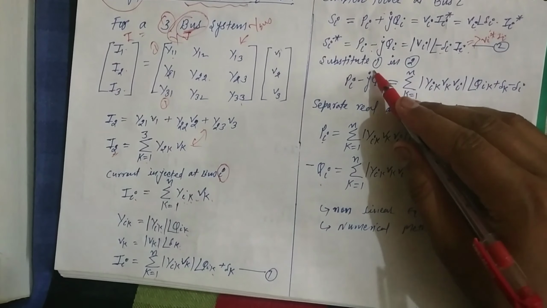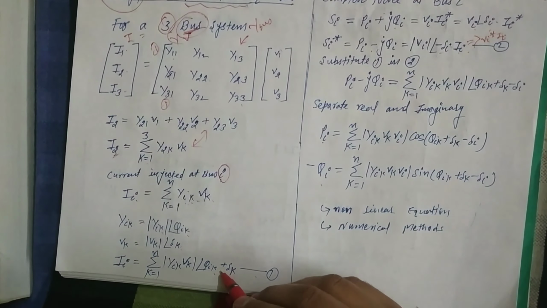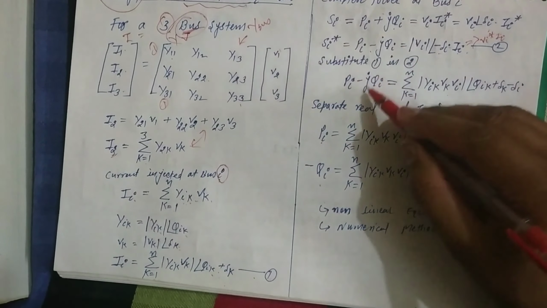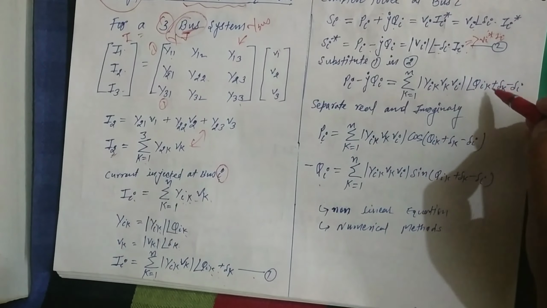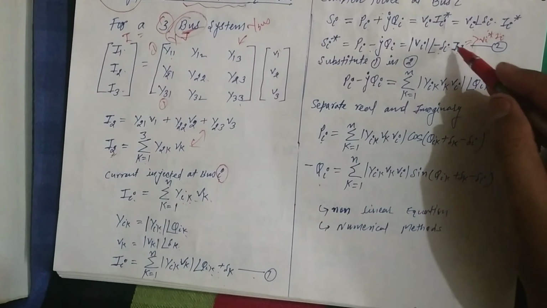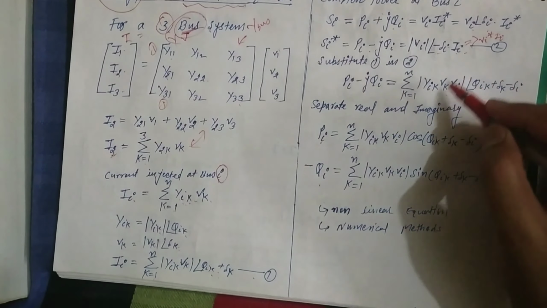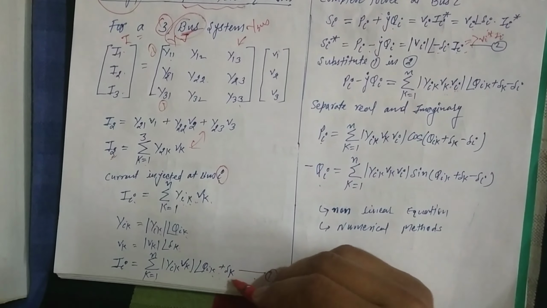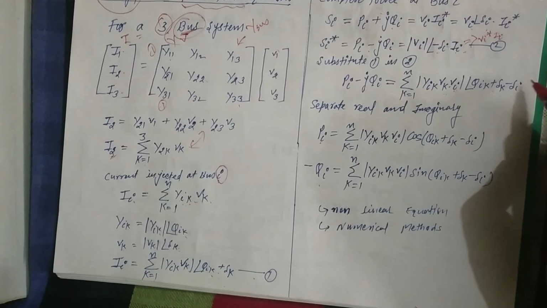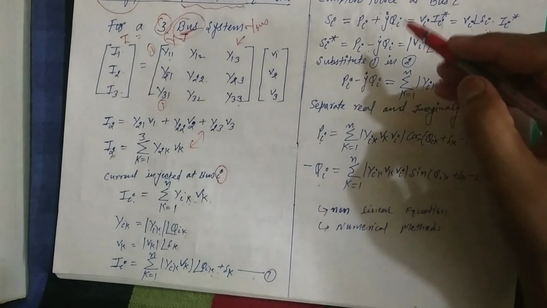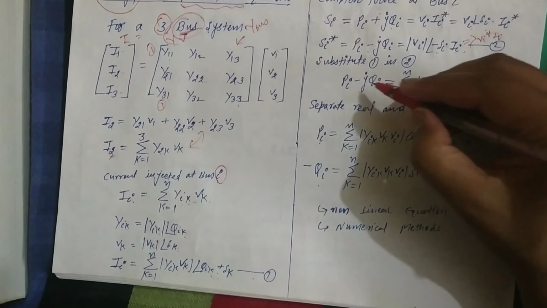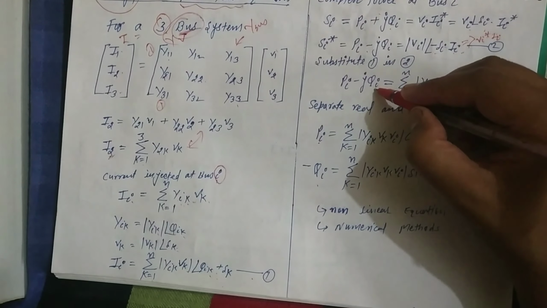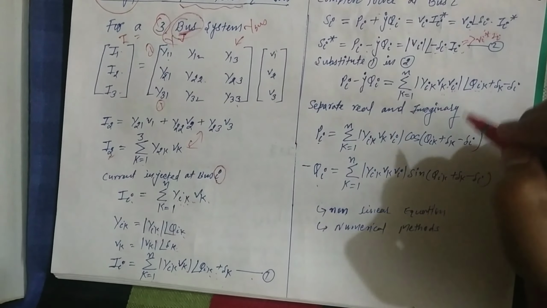Now substitute this one equation into this, I will put it here. So Pi minus jQi equals Vi delta i times Ii, and I will replace Ii with this one. So Yik, Vk, Vi, and this angle also comes here, theta ik plus delta k minus delta i. This is simple mathematics. From this, if I take the cos of the angle, it becomes the real power. If I take the sine of the angle, it becomes the reactive power.